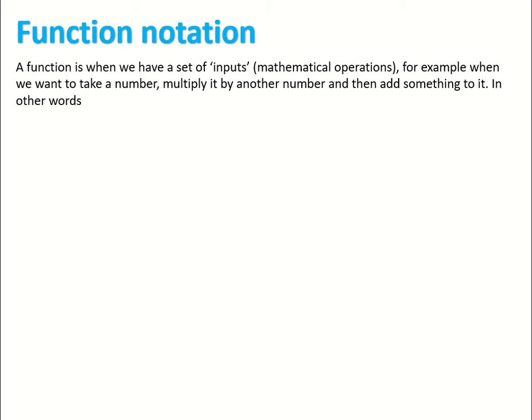So if we want to take a number and multiply it by another number and then add something to it, we'd have a function. So something like this is basically a function, but the way we write it from now on would be like this. And this is what we call function notation. So you see this, f(x) = 3x + 1. That's what we mean when we talk about function notation.